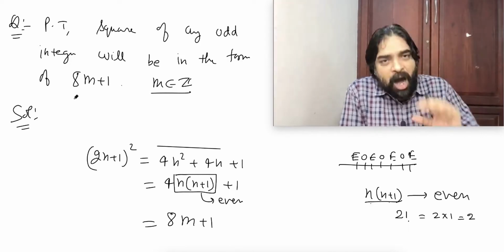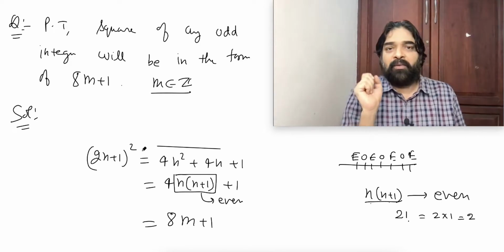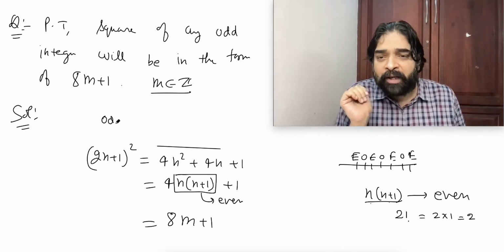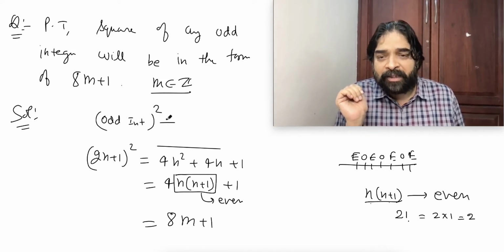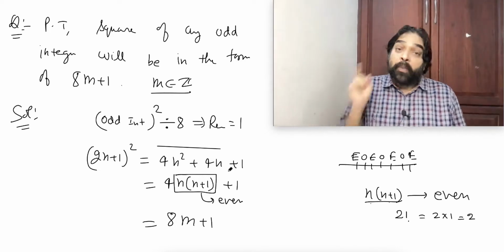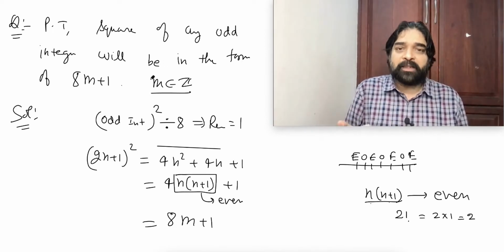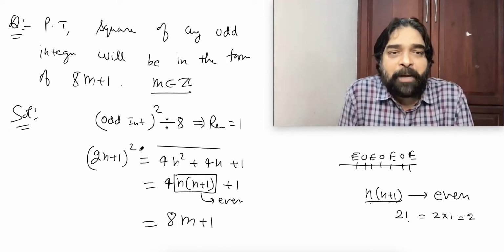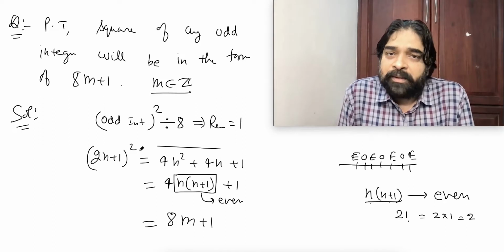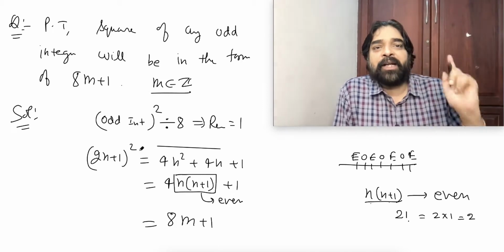How will you read this question in a different language? Whenever we divide any odd integer square by 8, then the remainder will always be 1. When we divide by 8, the remainder will always be 1. Both have the same meaning. This is the way you have to visualize. You have to think what different possibilities can happen. Did you understand? Any odd integer's square will always be in the form of 8 into some integer plus 1.